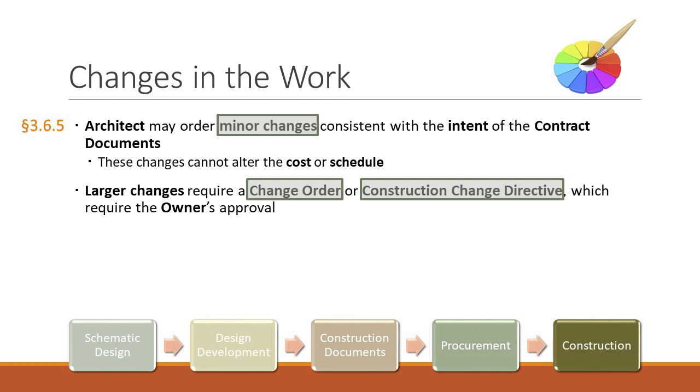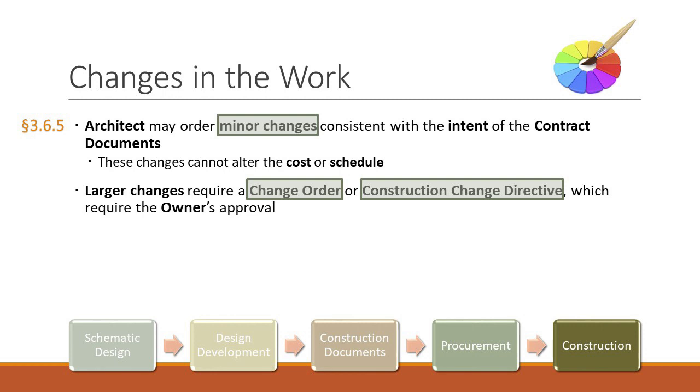Changes. As I said, things happen on projects, and projects change. So what do you do with that? And what's your responsibility? So here, under 3.6.5.1, the architect may order minor changes in the work that are consistent with the intent of the contract documents that don't involve an adjustment in the contract sum or the contract time. If you want to change the color of the paint from blue to white, you can do that. If you want to move something around, as long as it doesn't change the time or the price, you can do that. And that's a minor change.